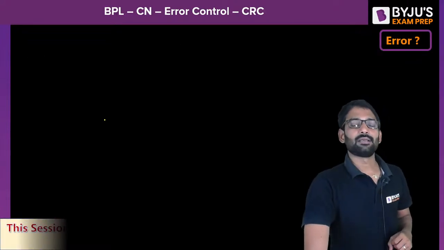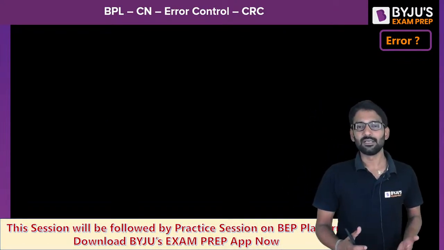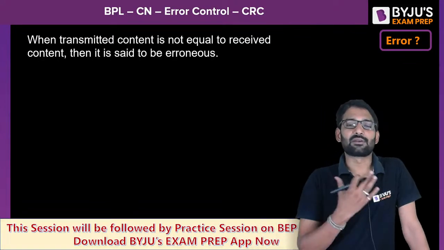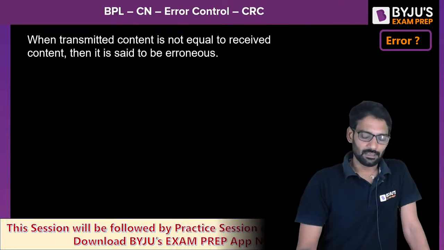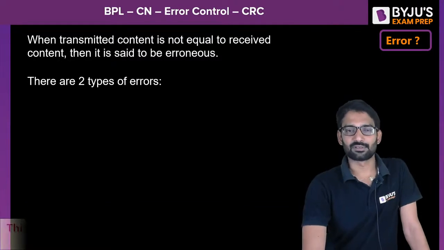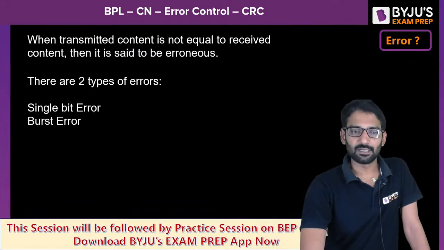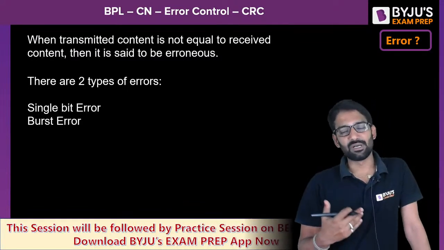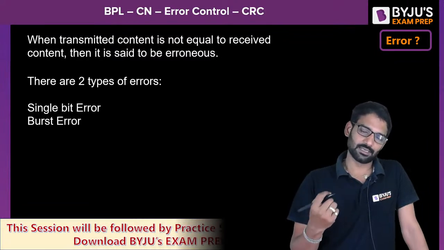So already as a part of Hamming code yesterday we have discussed what is an error. So let us quickly recall once. When we say error, when the transmitted content and the received content are not same, then it is said to be erroneous. And there are two types of errors: single bit error, burst error. Means more than one bit change, that is burst error. If there is only one bit change, that is single bit error.